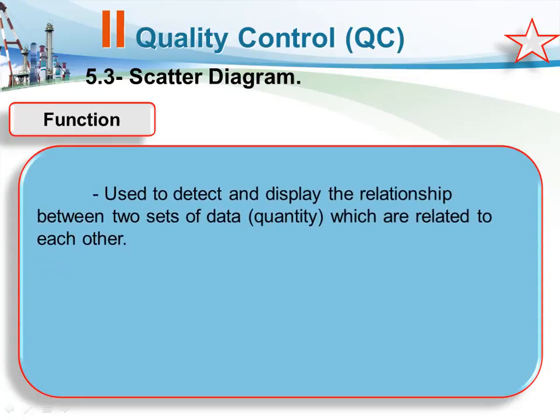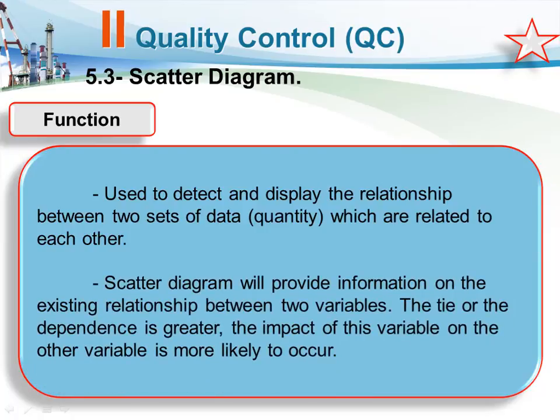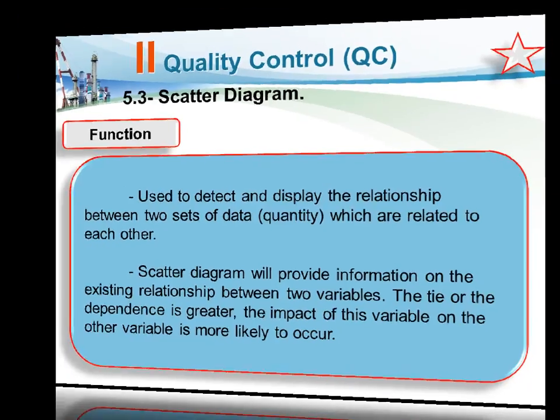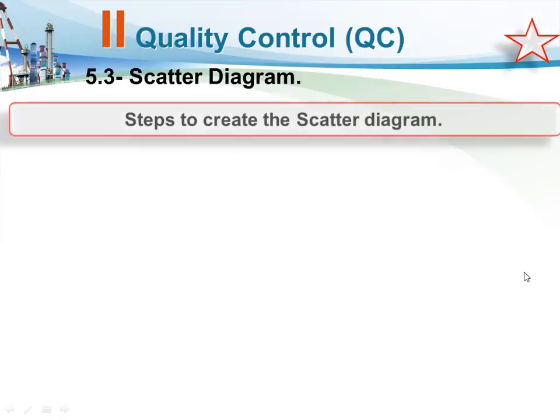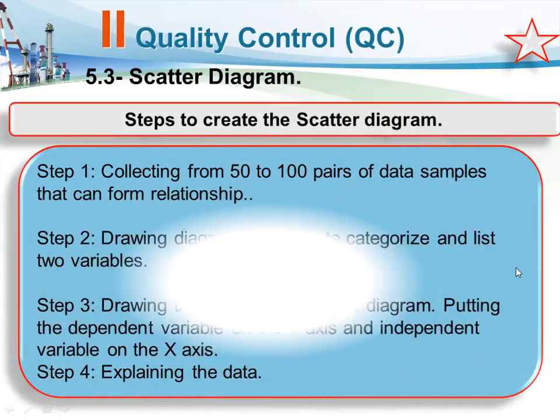The function of scatter diagram is used to detect and display the relationship between two sets of data quantity related to each other. Scatter diagram will provide information on the existing relationship between two variables. The closer the dependence is, the greater the impact of this variable on the other variable is more likely to occur.